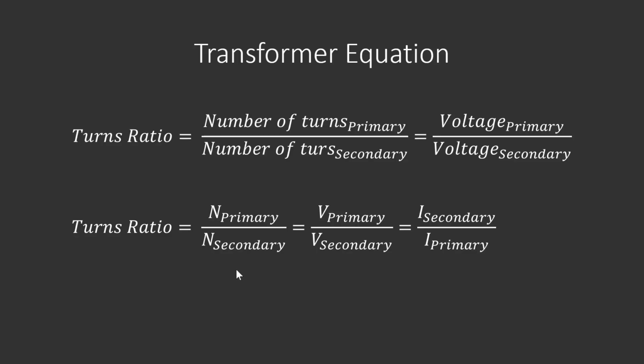There is also an extended version of the turns ratio equation that includes current. You can see here that the turns ratio is still equal to the number of primary turns divided by the secondary turns and voltage as well, but it's also equal to the current of the secondary divided by the current of the primary. Now, it's important to note that the fraction here is the other way around. It's secondary by primary instead of primary by secondary.